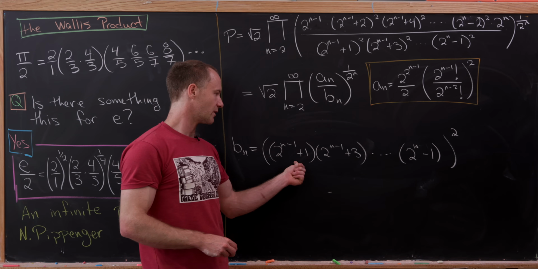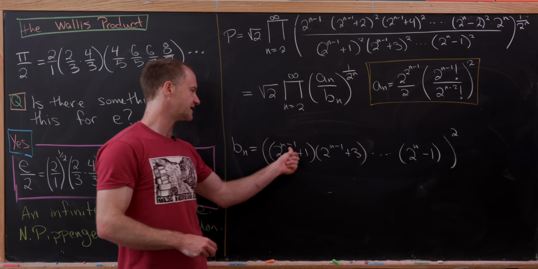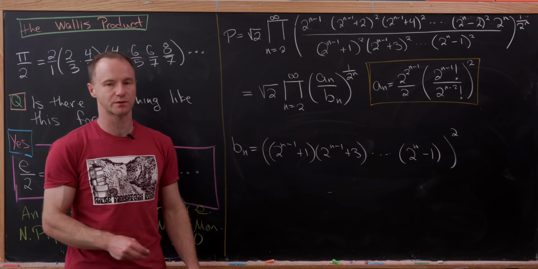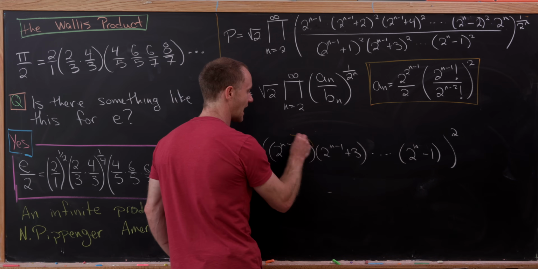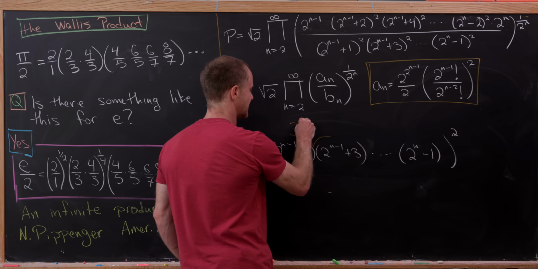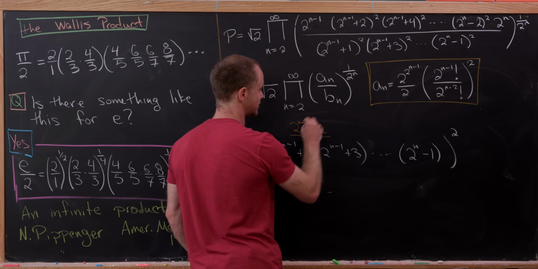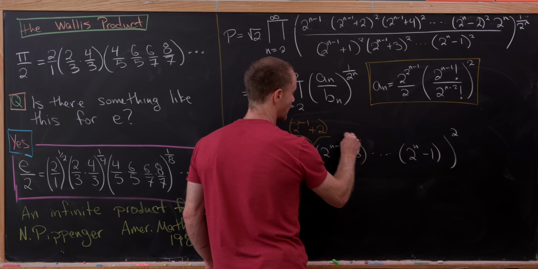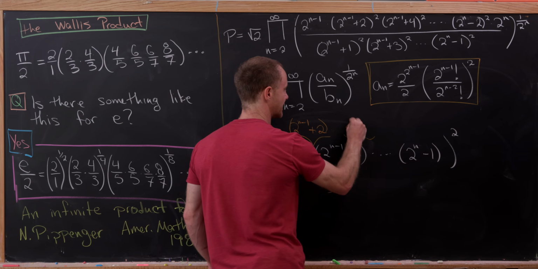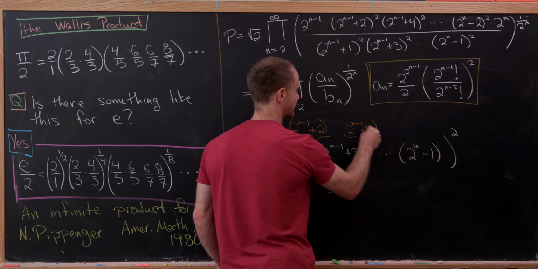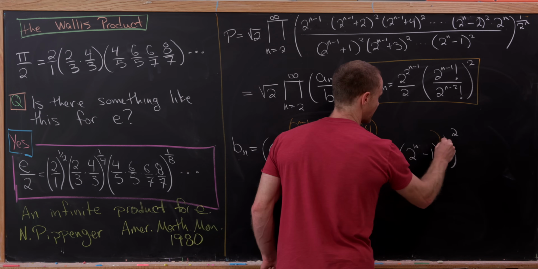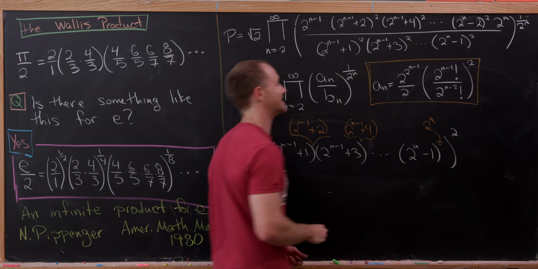So notice that we're missing something between 2 to the n minus 1 plus 1 and 2 to the n minus 1 plus 3. And that would be 2 to the n minus 1 plus 2. And then likewise, in the middle here, we'll put a 2 to the n minus 1 plus 4. And then at the very end, we'll put a 2 to the n.